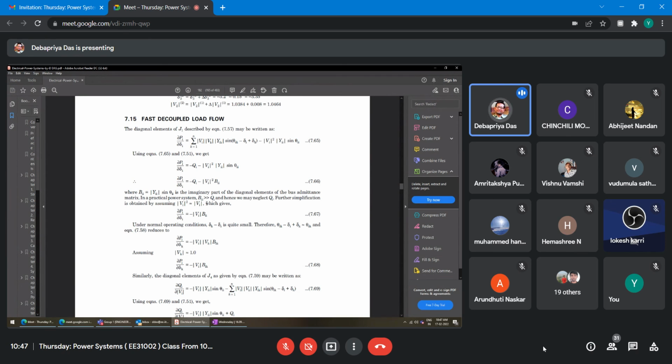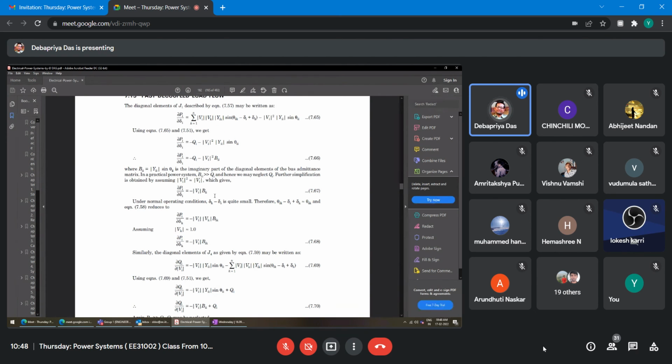In a practical system, remember, if everything is in per unit, then Bii is much greater than Qi. Therefore this Qi term should be dropped. Another thing, as the voltage Vi is very close to 1, I assume that Vi square may be approximated as Vi. If Vi square is approximated as Vi, and the Qi term is dropped, then delta Pi upon delta delta i will be minus Vi into Vi. This is a very bad approximation, but it's true for transmission lines of high voltage level. So this is a very bad approximation, but it works well. Minus Vi into magnitude Bii.